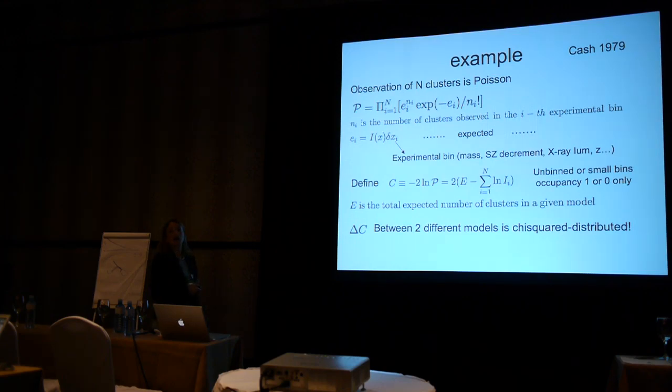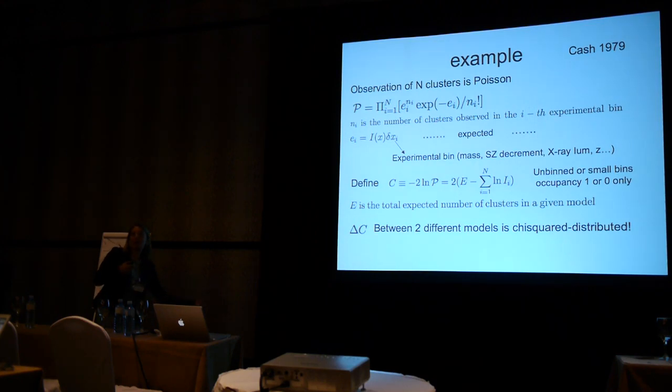So this is an example of how to work out what is the form of your likelihood. Let's take that you have the observation of a number of clusters, and that's a Poisson process, which we discussed earlier, what the Poisson distribution is. I could have done that with photons, and actually the original example was taken from this paper by Cash and was done with photons. But let's think in a cosmological context. And so we write it this way, and we just say, well, let's just bin our observation, and then n_i is the number of clusters observed in the i-th experimental bin.